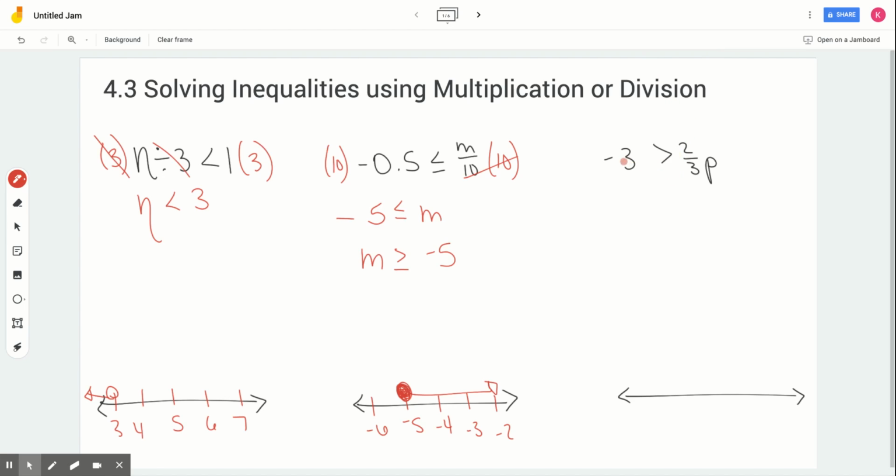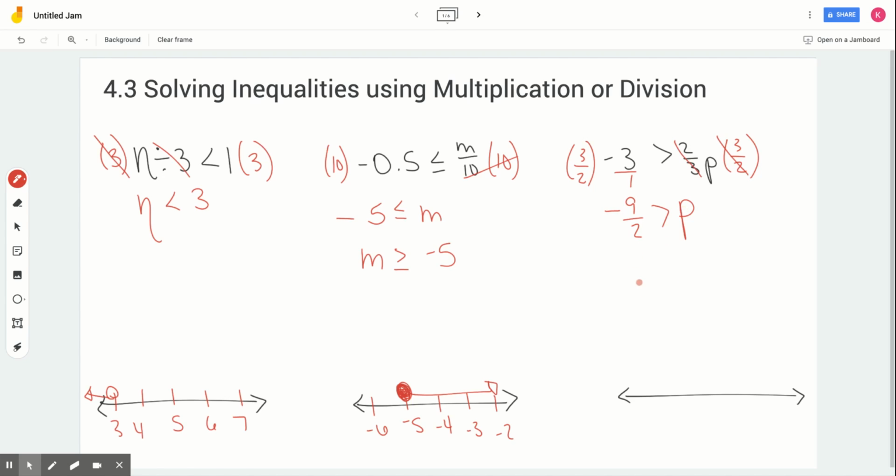On this next one, we have negative 3 is greater than 2/3 p. We know that 2/3 is being multiplied by p, but since we can't divide by a fraction, we multiply by that reciprocal. Positive times a negative is a negative. 3 times 3 is 9, and 2 times 1 is 2. So negative 9/2 is greater than p.